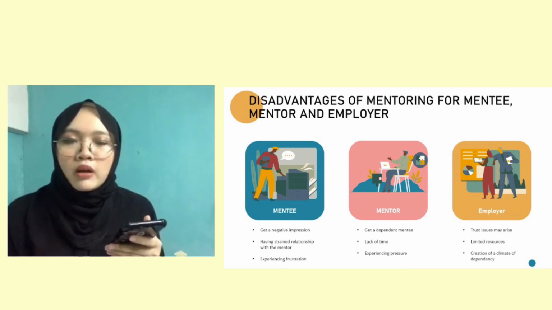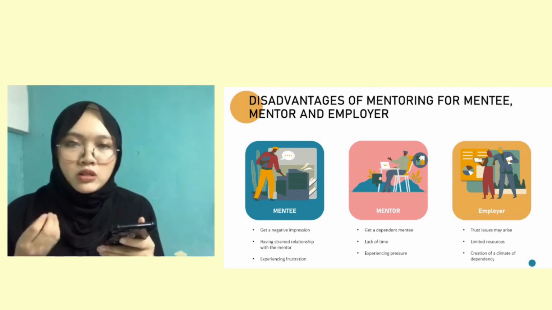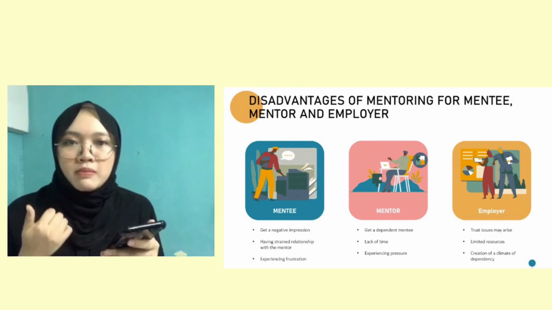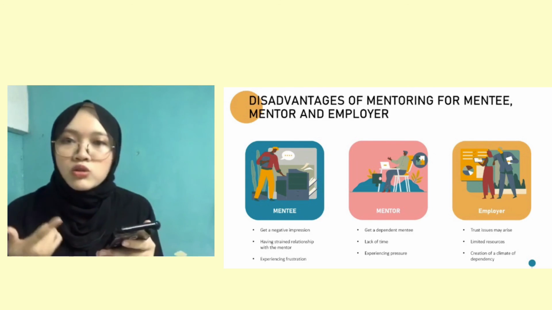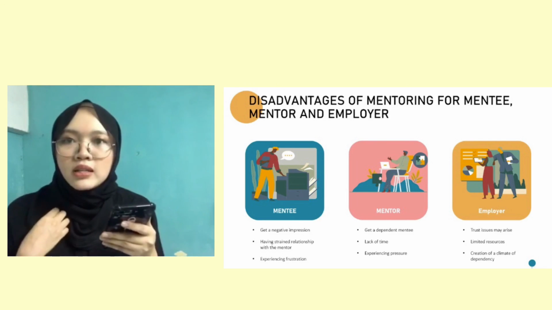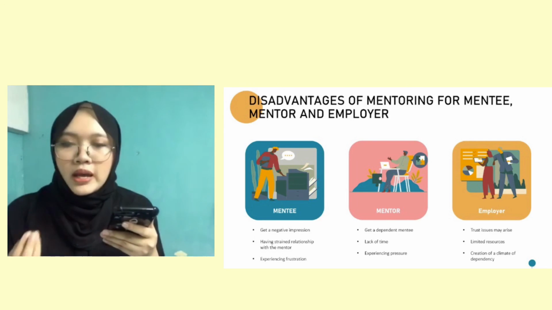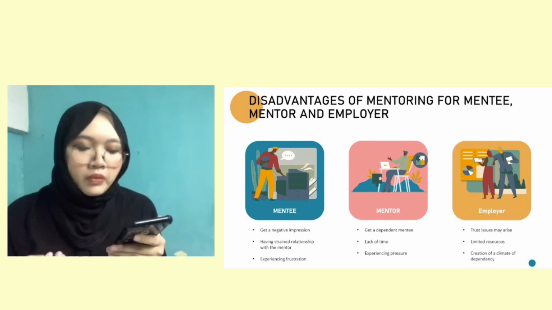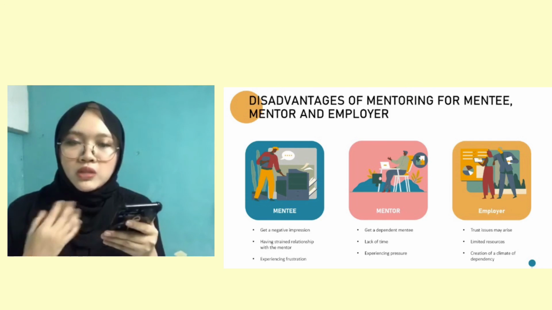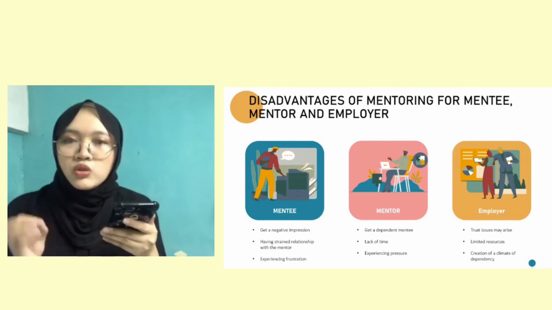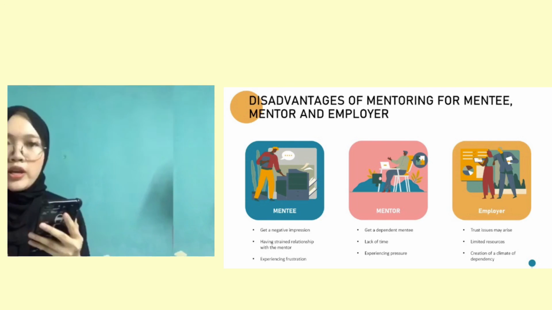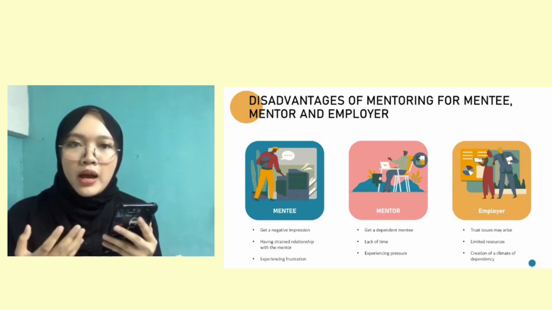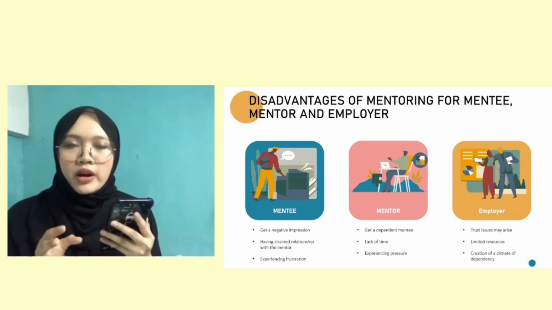Lastly, they can also experience frustration as people expect them to do more. The negative impacts of the mentoring program on a mentor are, firstly, the mentor will get a dependent mentee. Next, they will also lack time, which means that the mentor has to commit an excessive amount of time and energy to a mentee. Lastly, they will also experience pressure due to the slow progress of an employee or an organization.